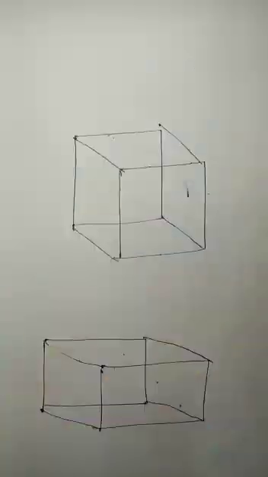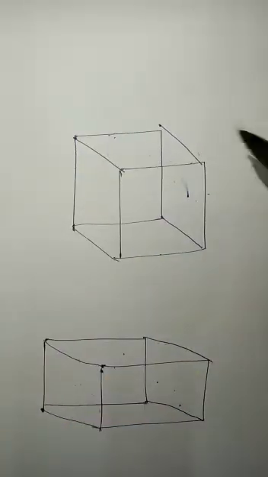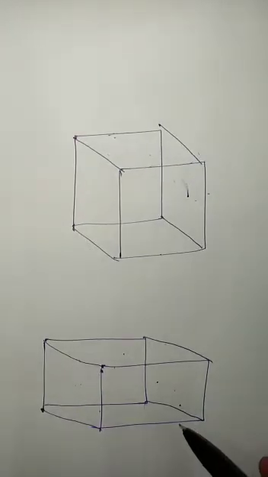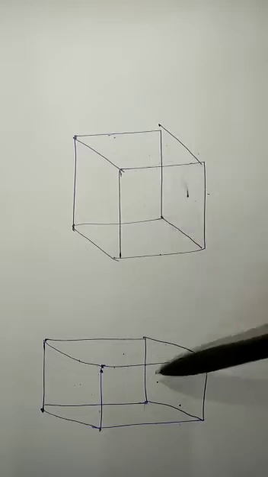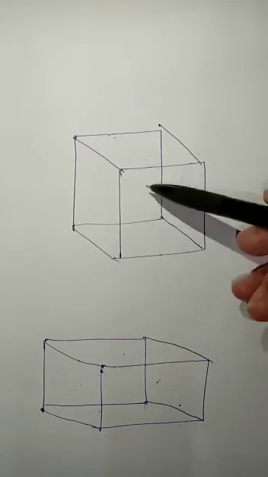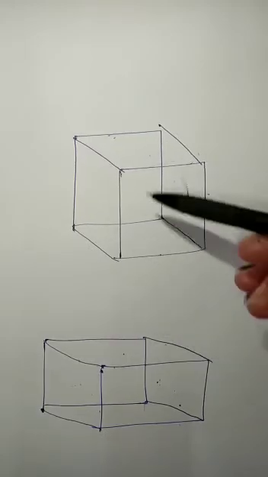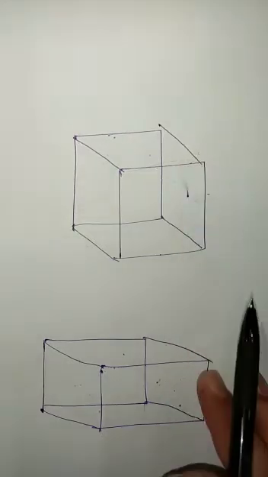Hello everyone, today I am going to tell you something about solid figures, means solid shapes. So let us learn about solid figures. Some solid figures like a cube and a cuboid have flat surfaces. Like you can see in both the figures, the cube as well as the cuboid is having flat surfaces.